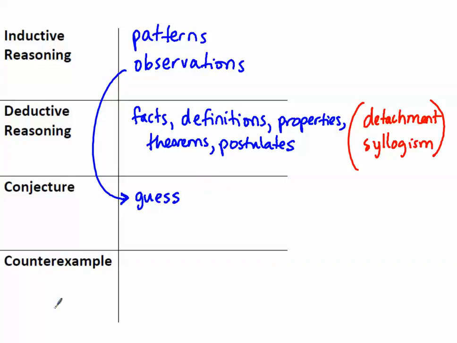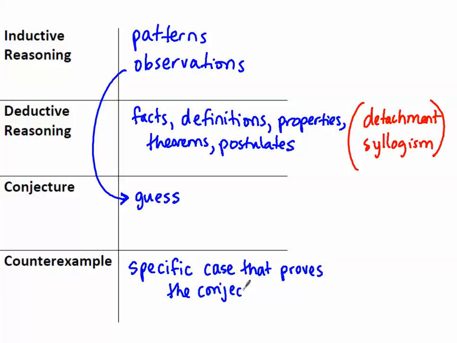But perhaps there's a counterexample. Yesterday, I went to math class. My teacher didn't ask me for a pencil. The counterexample is the specific case that proves the conjecture is incorrect, or false.